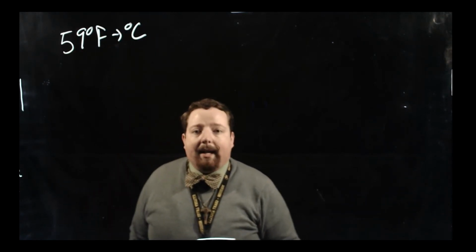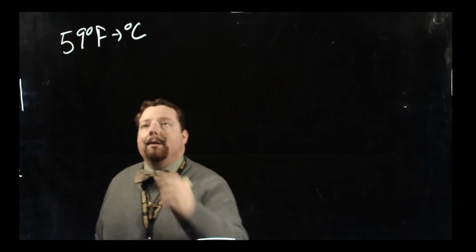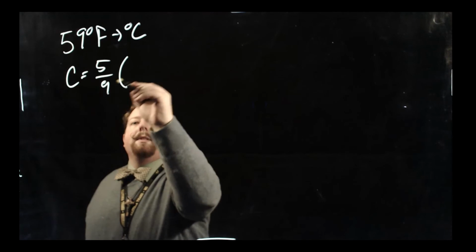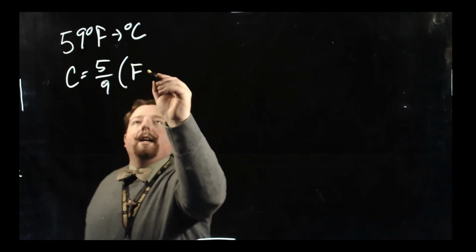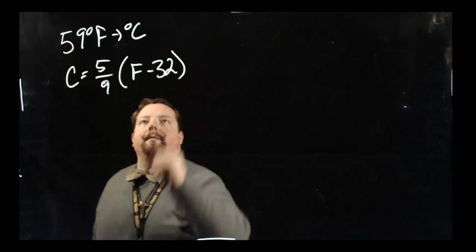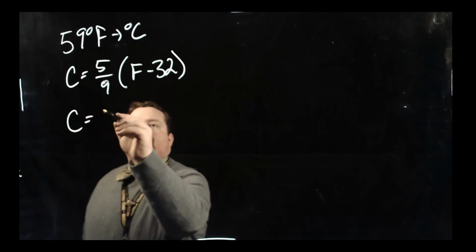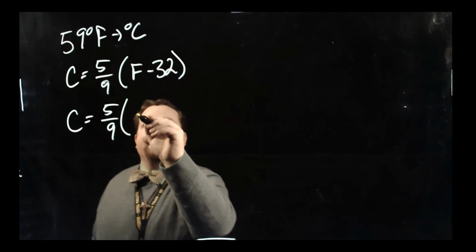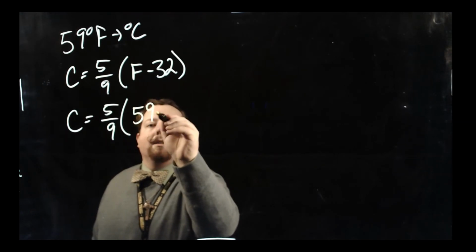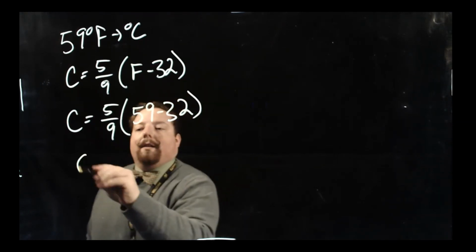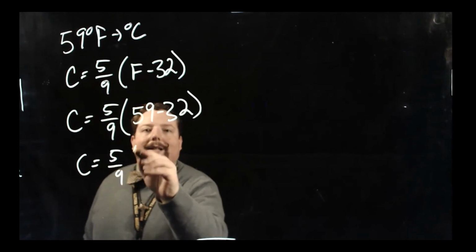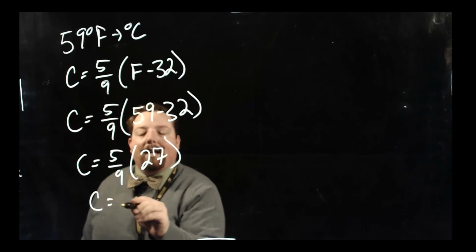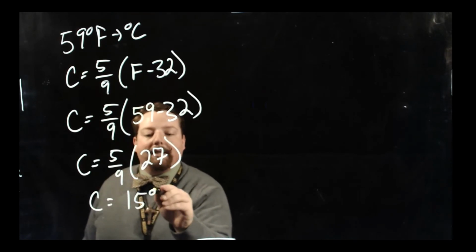If we're looking for degrees Celsius, we're going to pick the equation that says C equals. So we do C equals 5/9 times our Fahrenheit temperature minus 32. Now we just plug and chug. 5/9 times 59 goes where the F is in the equation, minus 32. 59 minus 32 is 27. And when we take 5/9 times 27, we get 15 degrees Celsius.